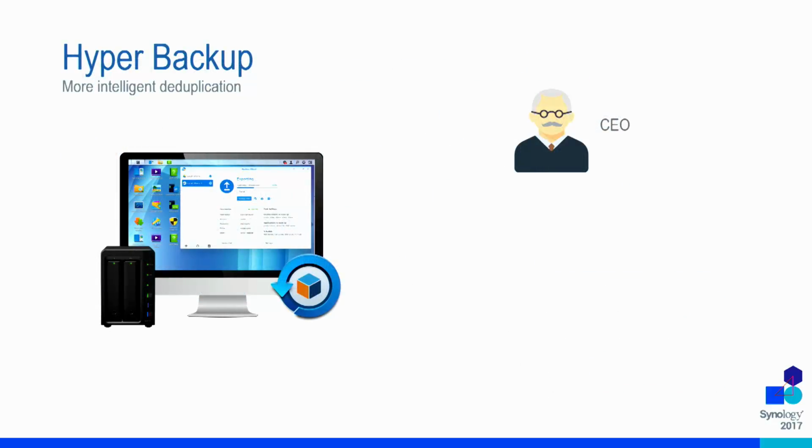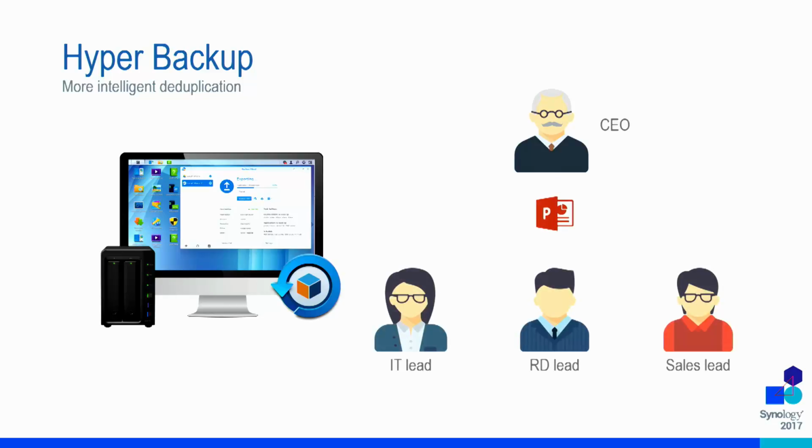So let's talk about how we've improved this with the latest version of DSM. Let's say the CEO creates a file, and he shares this file out to the different departments at this company. So you have the IT department, the research and development department, and the sales. They all modify the file in different ways. The IT person renames the file. The research and development person modifies the file and creates a copy of it. And then the sales lead also creates a copy and renames it.